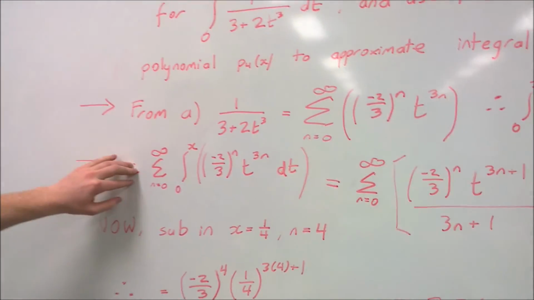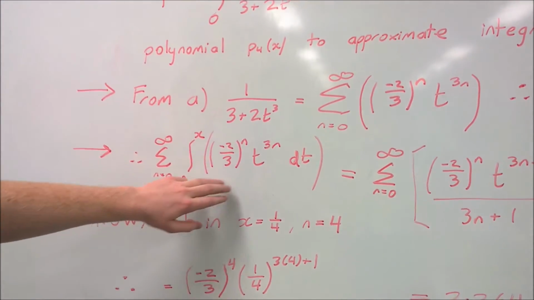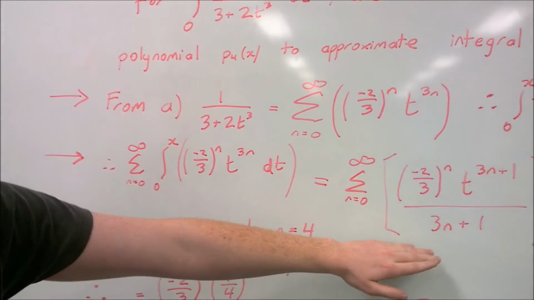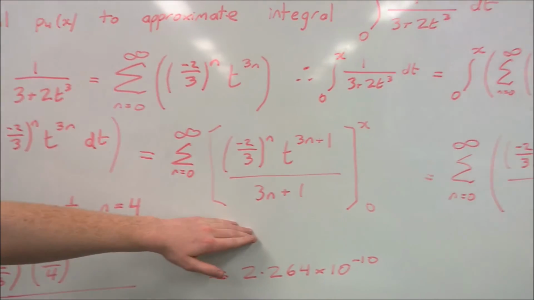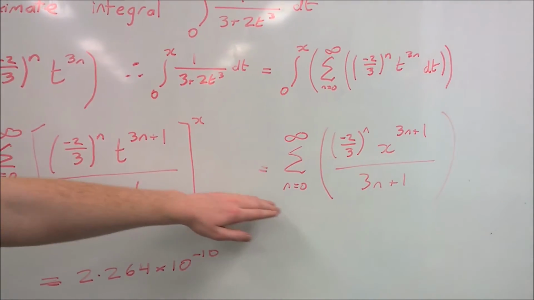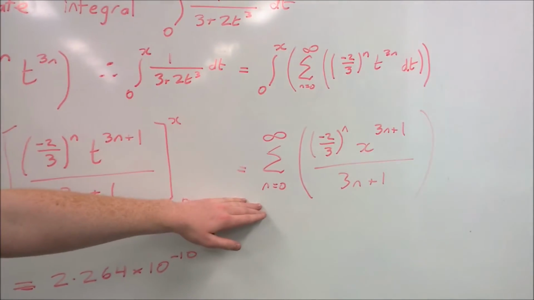Rewriting that down here, we take the sum of the integral of this function, which we can then integrate to give this value here. Now as we sub in x and 0, we know that 0 is going to be nothing, so we end up with this final answer for the first part of 4c.